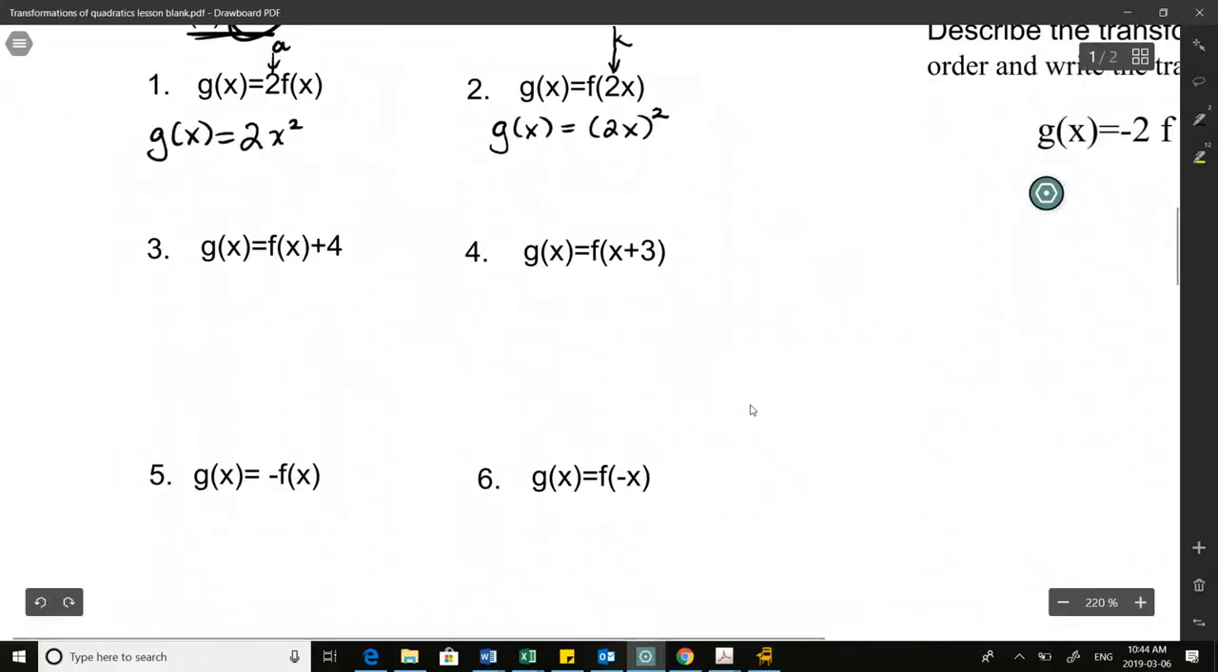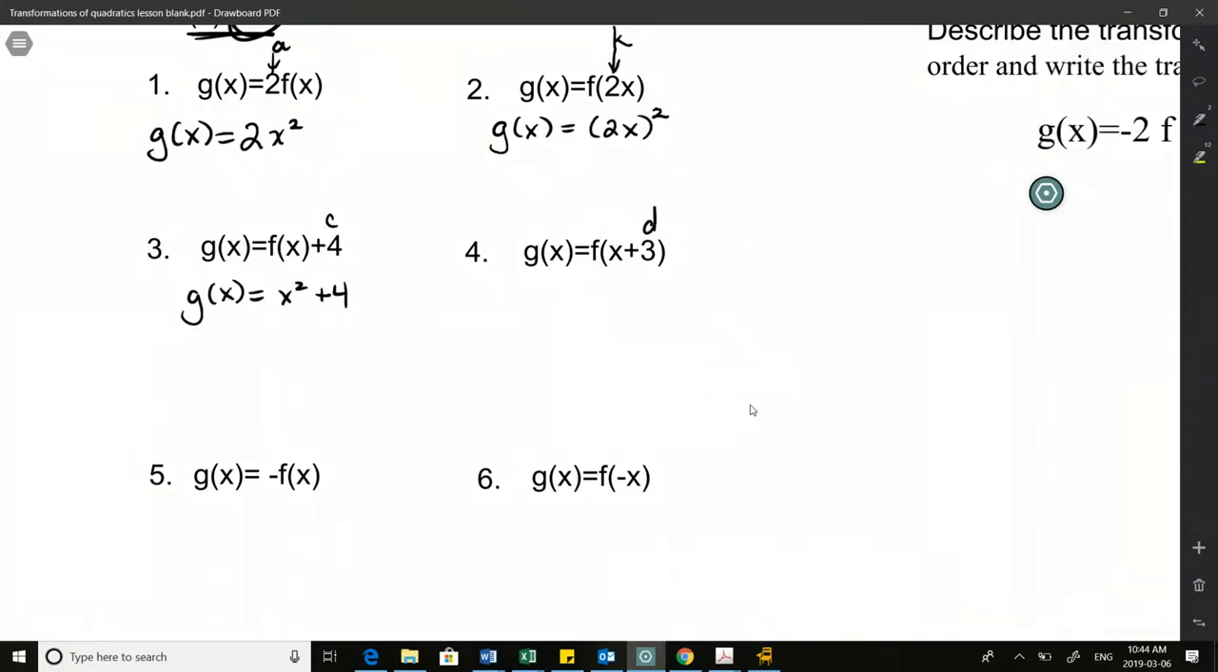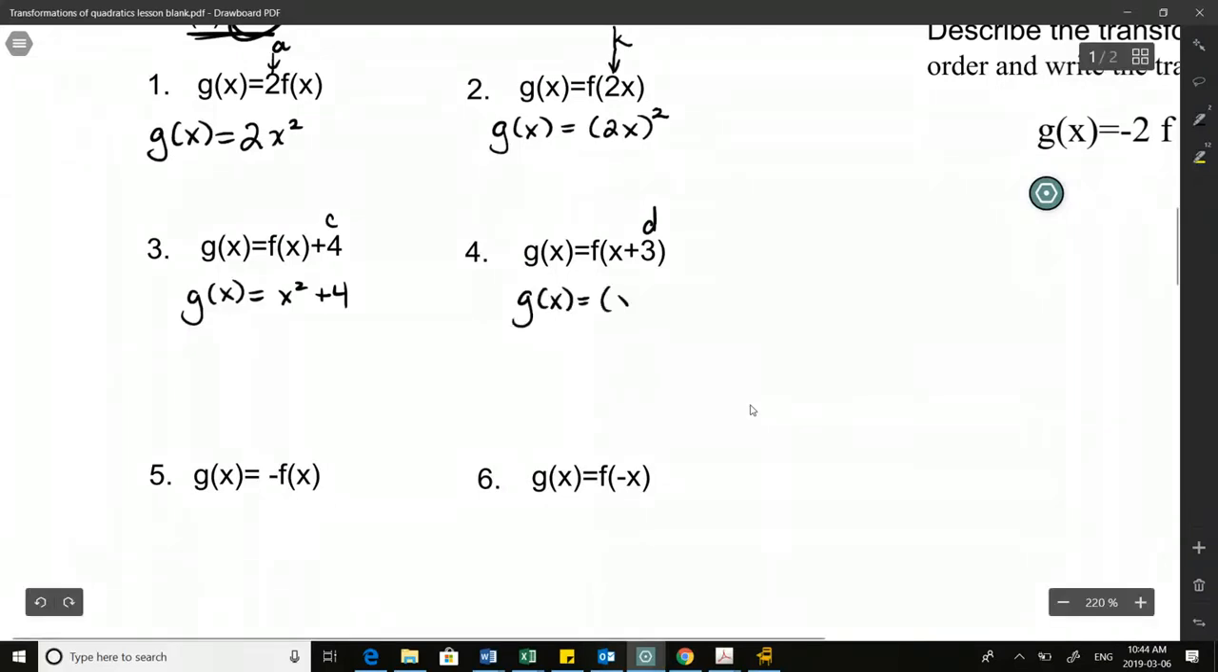Okay, this one, C or D? C, right? It's not in the brackets. So for my final equation I should have x squared plus 4. It's not inside with the squared. Whereas this one here is a D, it's inside the brackets. So I know that this D should be inside with the squared. So this will be x plus 3 all squared.